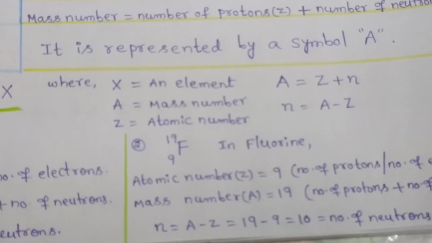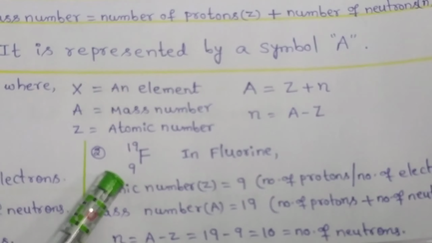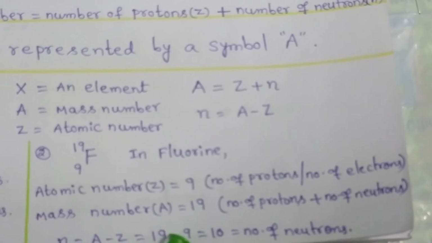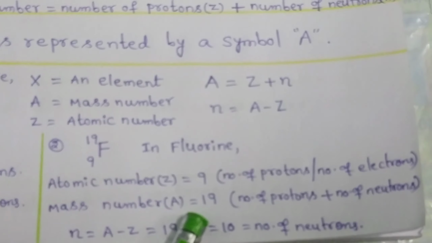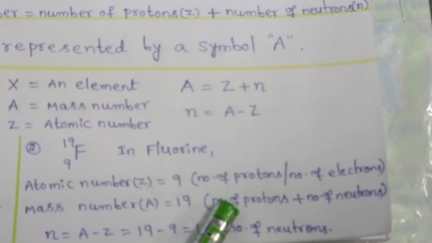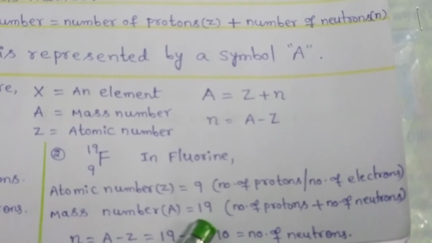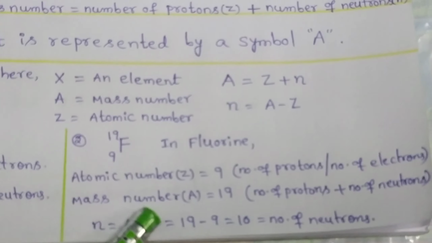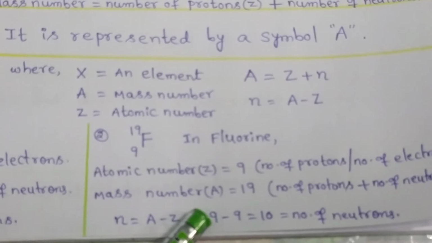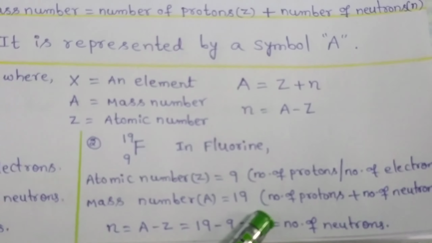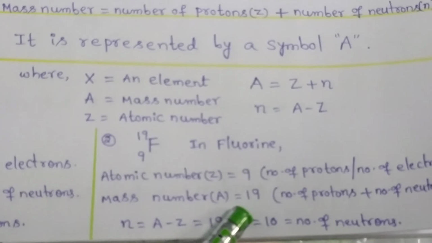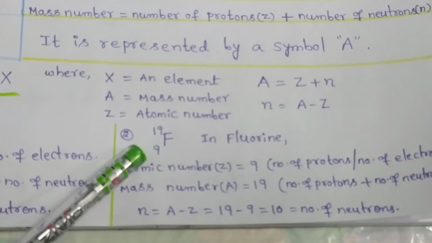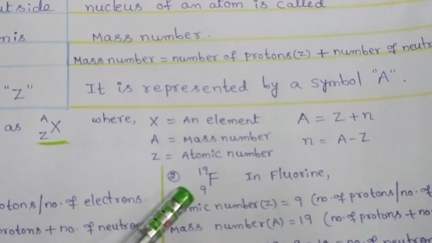Next, another example is fluorine. This fluorine has atomic number 9, that means it contains 9 protons and 9 electrons, and mass number is equal to 19. That means the number of protons and the number of neutrons is equal to 19. The number of neutrons present in fluorine is 19 minus 9, that is equal to 10. That means the fluorine contains 10 neutrons. Finally, we can conclude that fluorine contains 9 protons, 9 electrons and 10 neutrons.